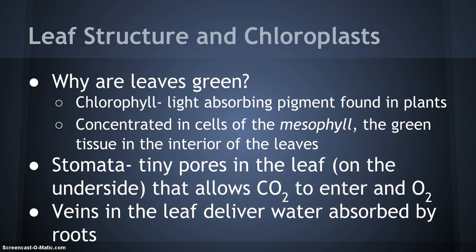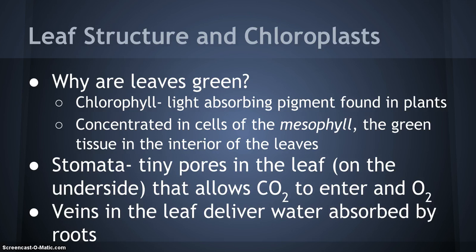It is concentrated in the mesophyll, the green tissue in the interior of the leaf. So we find most of these chloroplasts and chlorophyll in our leaves. Why? They have the most surface area, and they're able to capture that sunlight the easiest. So evolutionarily, this makes sense.